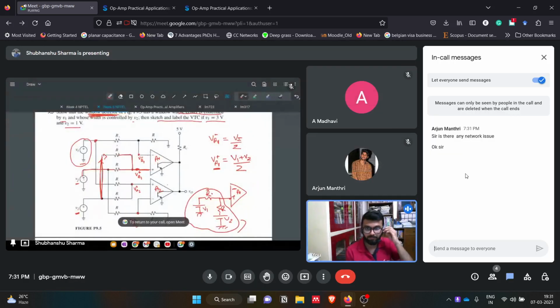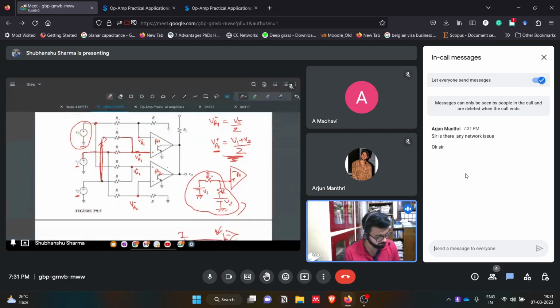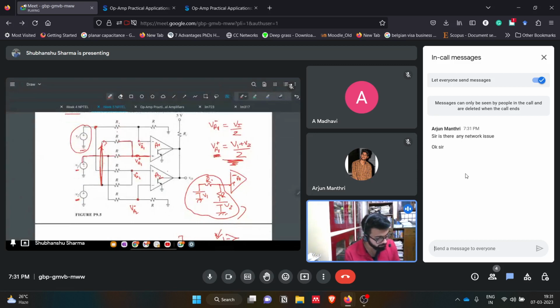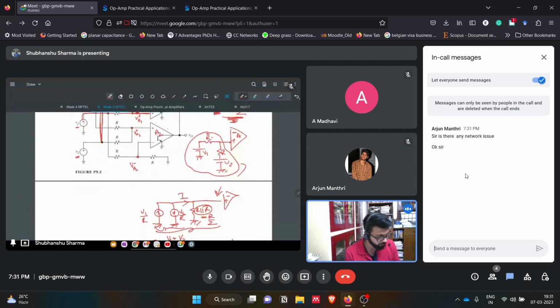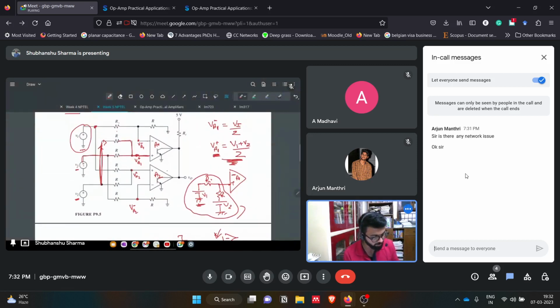Sorry for that. So we were till here: V1 plus V2 by 2. Some network issues may happen, so sorry for that. So we got VA1 plus as V1 plus V2 by 2 by converting this voltage source into current and then converting back into the voltage source. So we got the VA1 minus voltage and the VA1 plus voltage also.